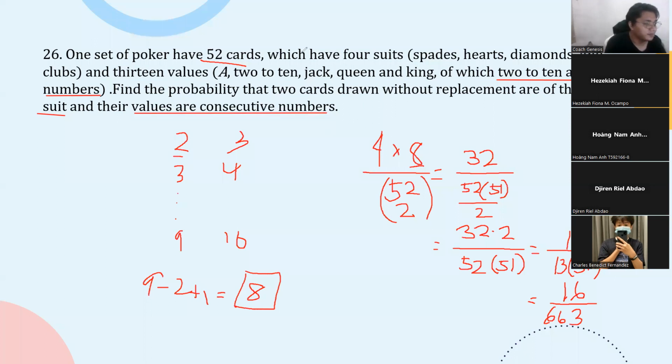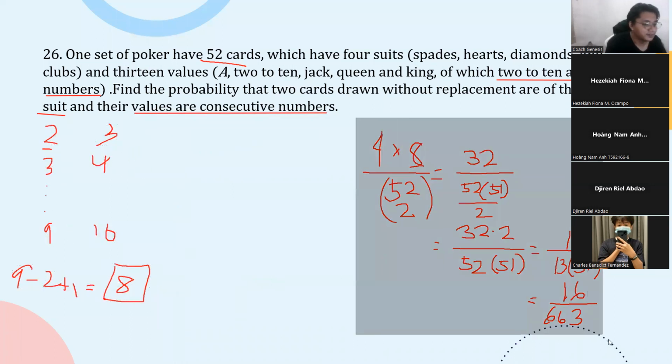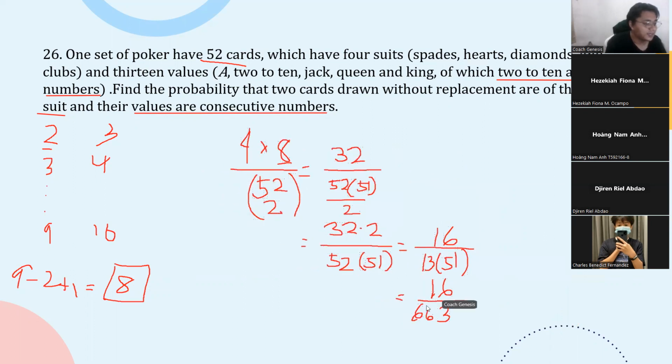So wait. So the final answer will be 16 over 663.